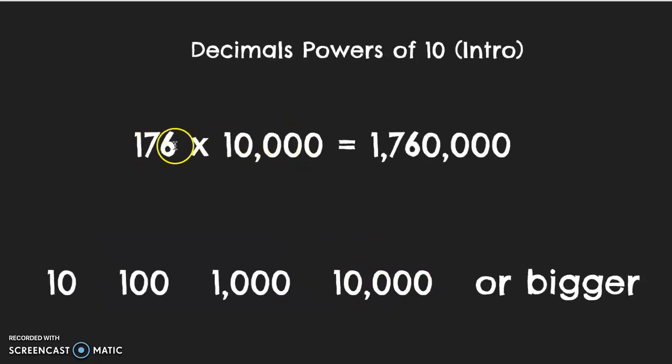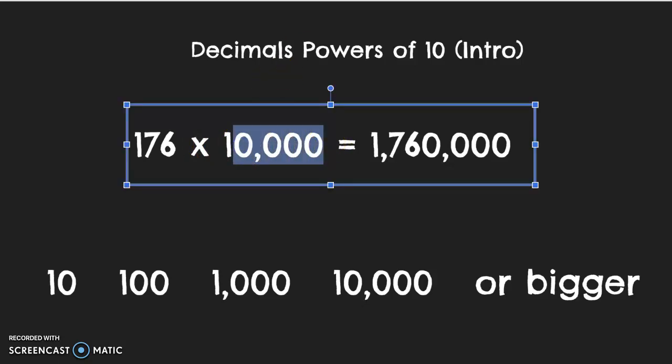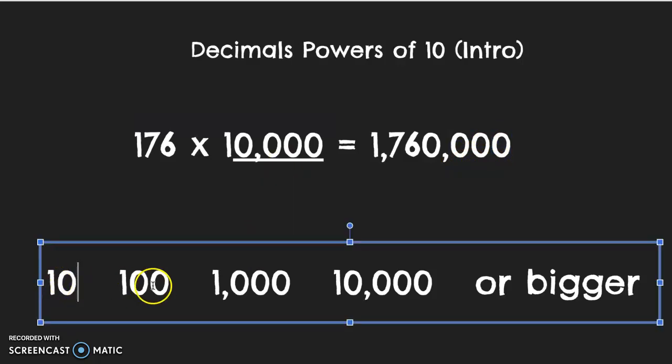So if I had this number 176, and I said we're going to multiply it by 10,000, I have 4 zeros. So I take the number 176, I put it over here, 176, and I add 4 zeros. 1, 2, 3, 4. Okay? So you can do this anytime you multiply by 10, by 100, by 1,000, by 10,000. You can keep going, 100,000, a million, and that's how we move it.